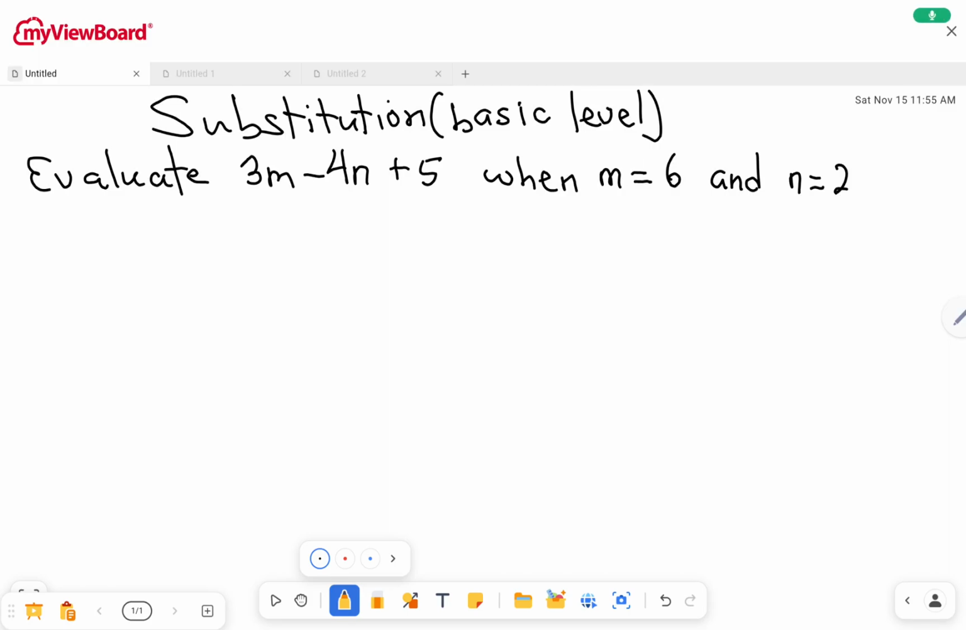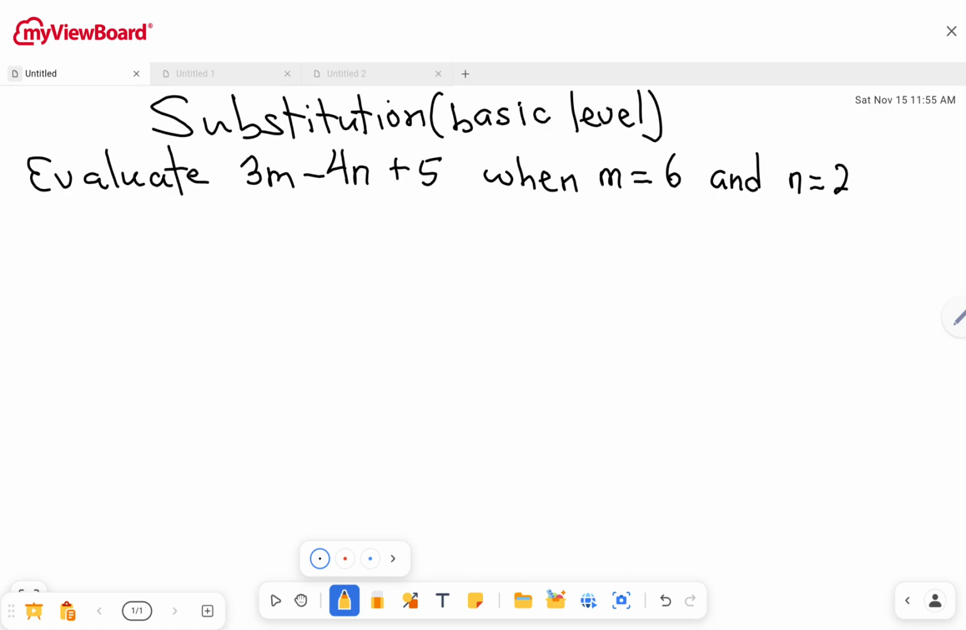Today we are going to learn substitution in algebraic expressions, and we are going to treat three levels. We have the basic level, we have the intermediate level, and then we have the challenging level.